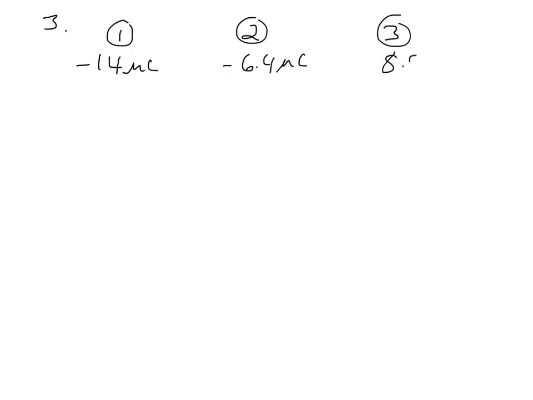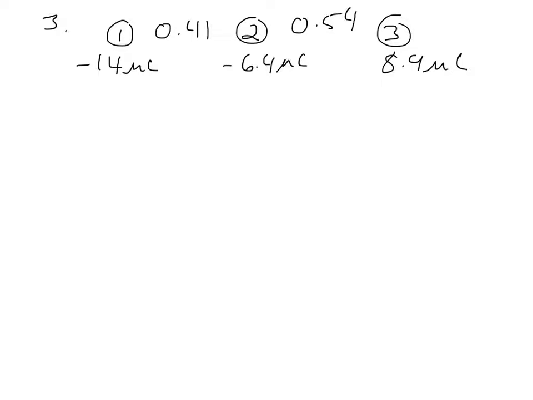So we got three charges. We got 1, 2, and 3. Charge 1 is negative 14 microcoulombs. Charge 2 is negative 6.4 microcoulombs. And make that negative a little better there. And charge 3 is 8.9 microcoulombs. Distance between 1 and 2 is 0.41. Distance between 2 and 3 is 0.54.